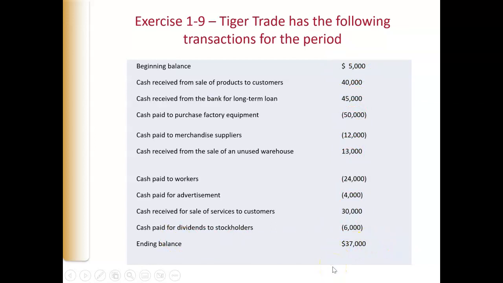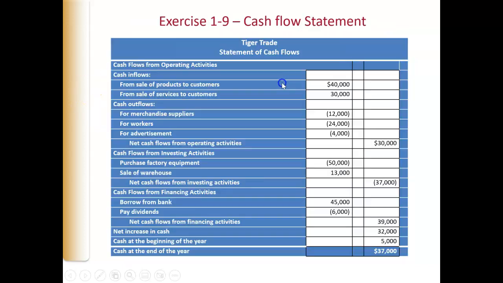You see that? Now what we need to do is, let's take each of these and decide, is it operating? Is it financing? Or is it investing? So guys, we know anything to do with why the company's in business is operating. So when we receive cash from the sale of products to customers, isn't that operating?